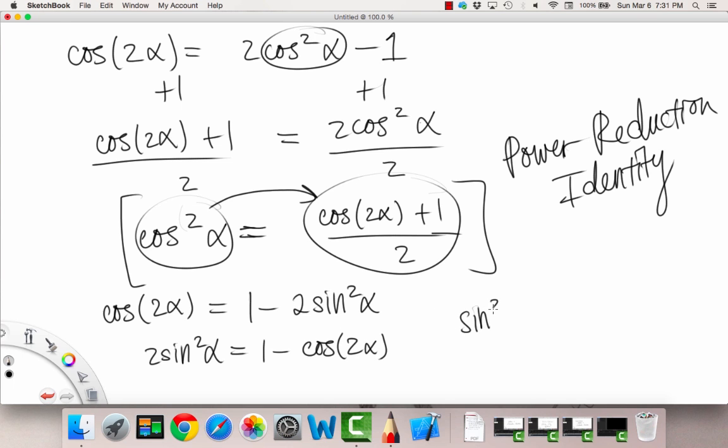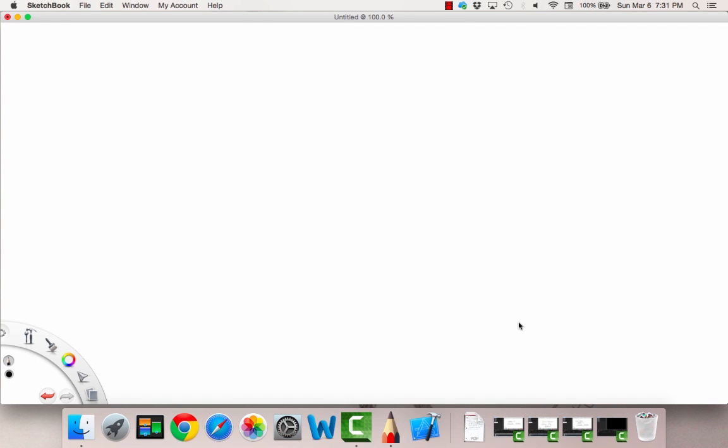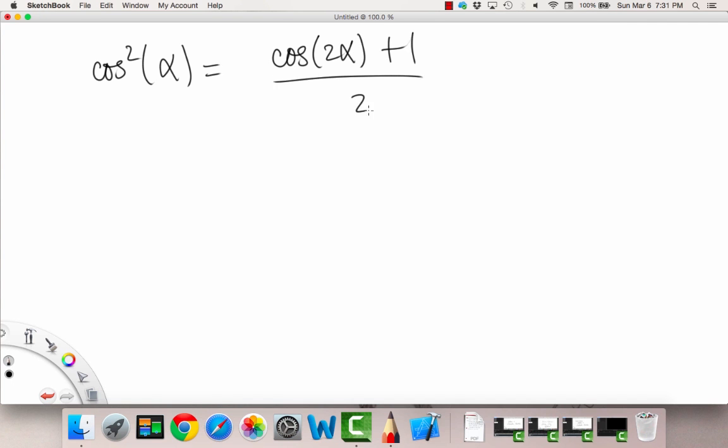So we could also get that sine squared alpha is equal to (1 minus cosine of 2 alpha) divided by 2. So this is also the other power reduction identity that we could use. Let's say we're starting with this power reduction identity, where cosine squared alpha is equal to (cosine of 2 alpha plus 1) over 2.